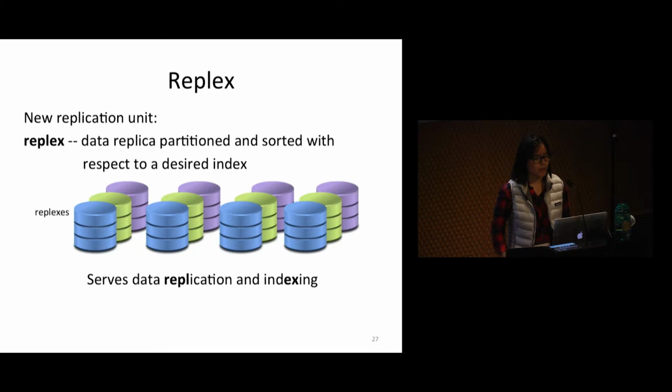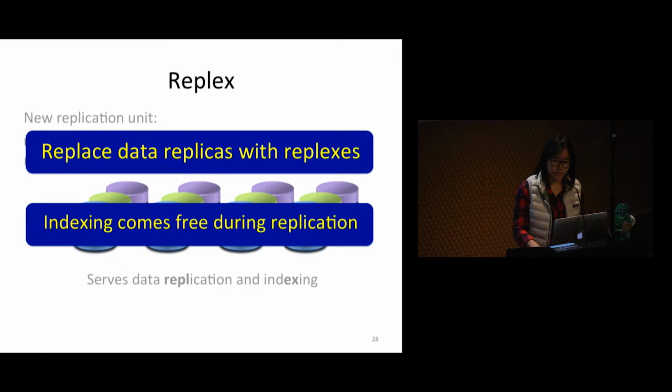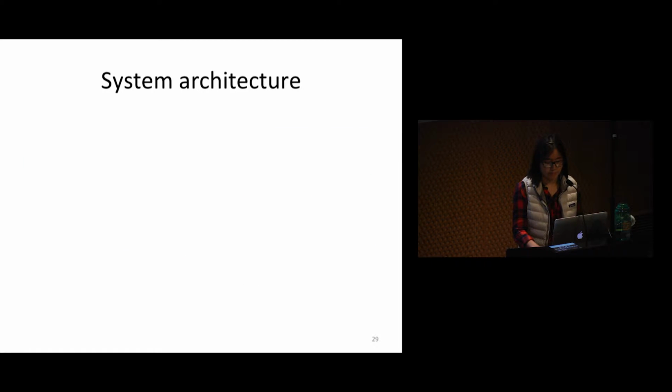OK, so what do we do in Replex? The main thing we observe is that we can replace traditional data replicas with this thing that we call a Replex. And by doing so, indexing comes free during replication. So here's how our system is set up. Suppose you have this table and you want to build 2 indexes. Then we'll create 2 replexes for you, 1 for each index.